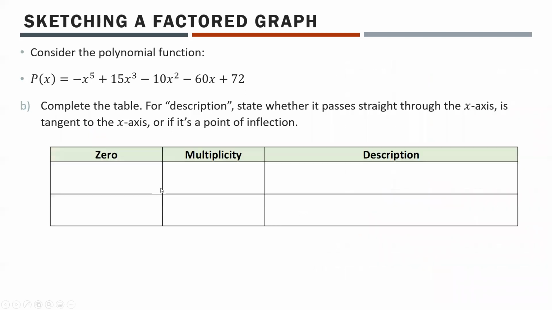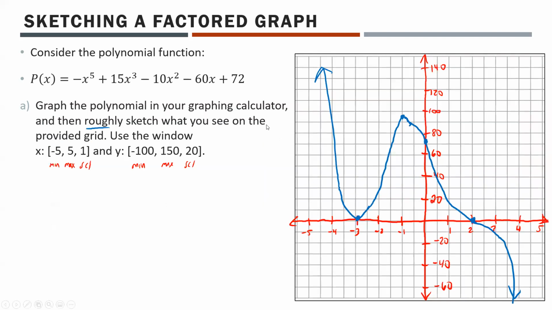All right, so question B, this is a lot more important than doing a really rough sketch of a graph. Complete this table. For description, I just want you to state whether it passes straight through the x-axis, if it's tangent, or if it's a point of inflection. So just judging by the graph we had before, I'd rather look at the one on my calculator, but here's a graph we had before.